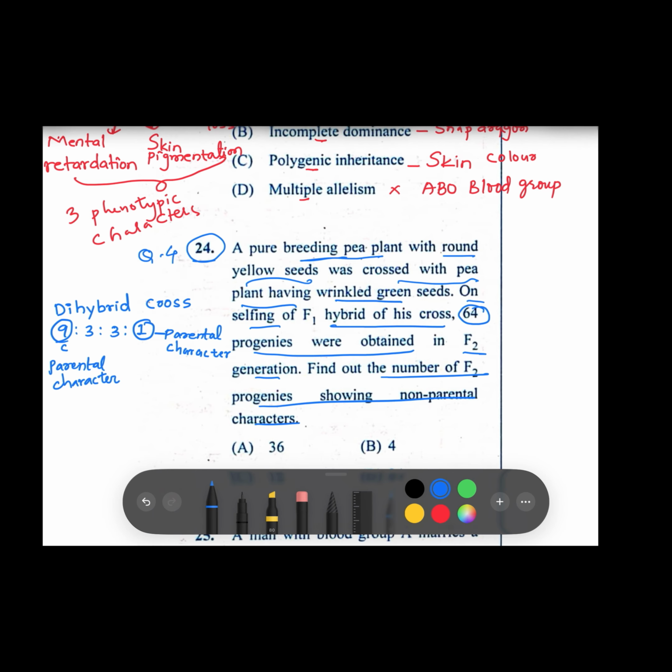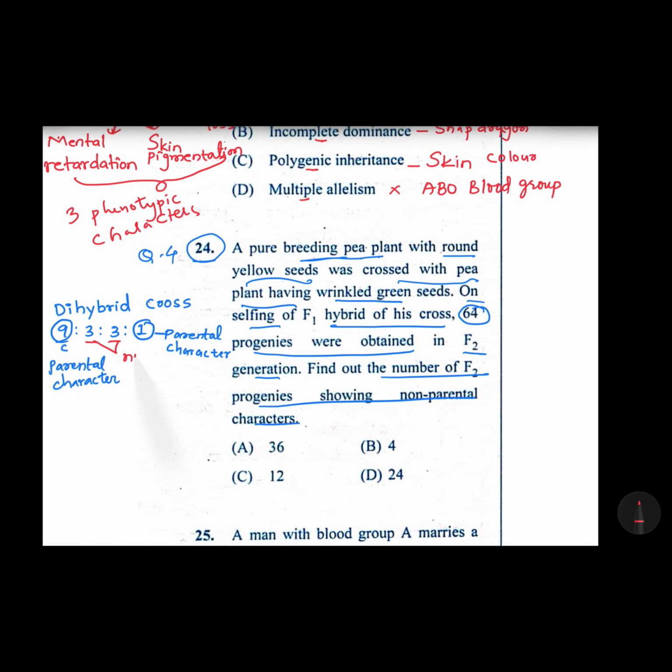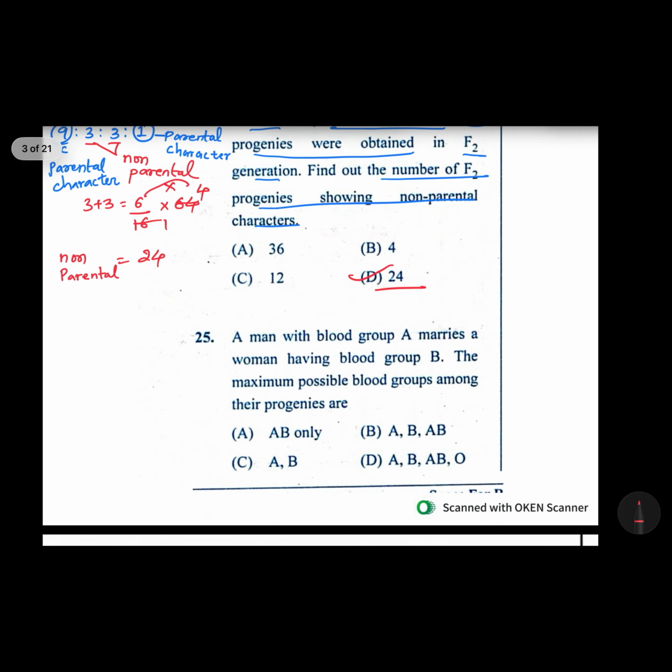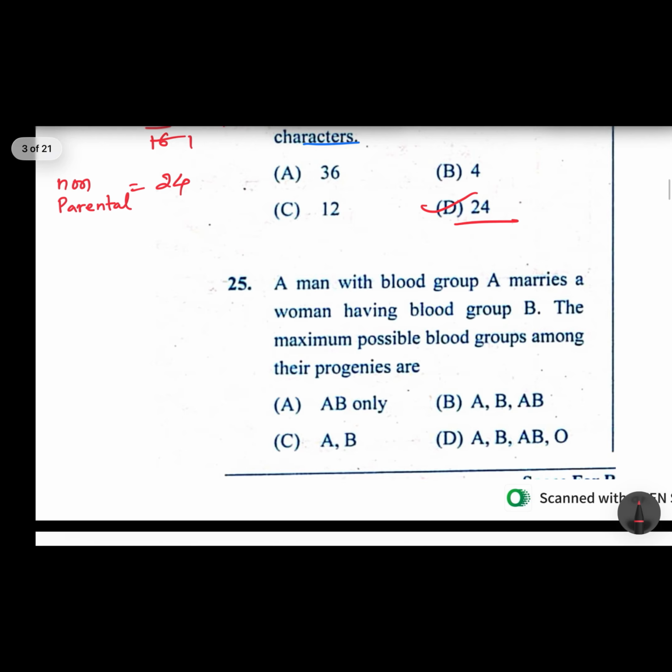characters. If you add these non-parental characters, we will get 6. These are 6 out of 16 into 64. If we do this calculation, then we will get the answer. 6 by 16 into 64, that is 64 divided by 16 is 4, 6 into 4, we will get 24. These are non-parental characters.